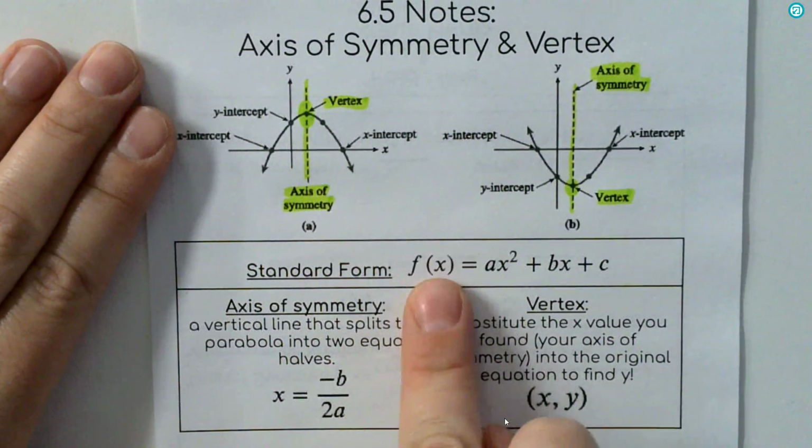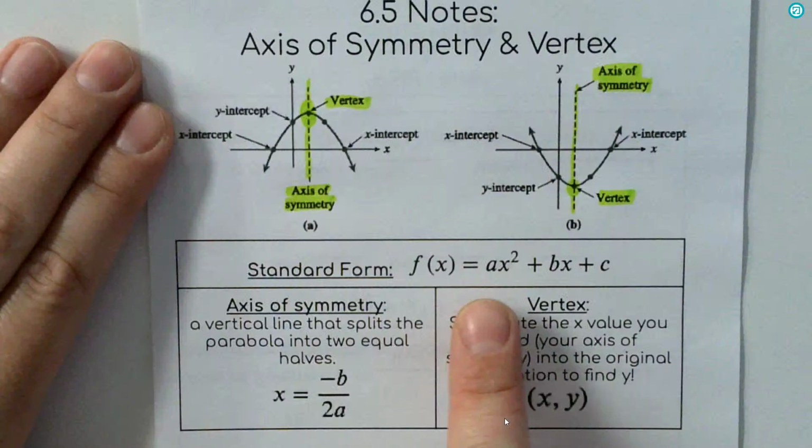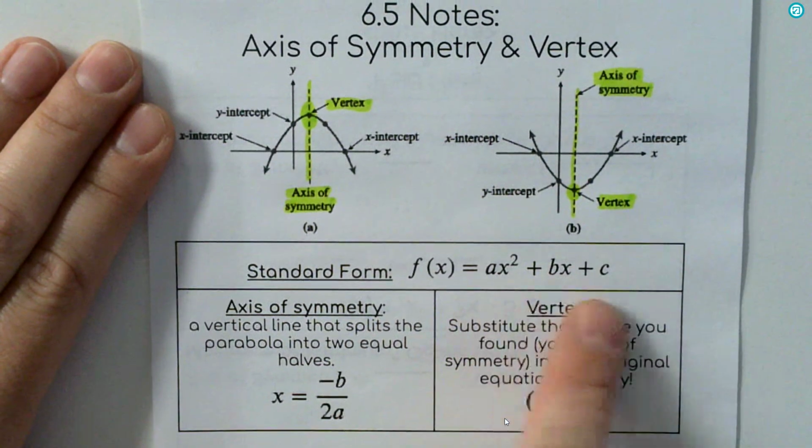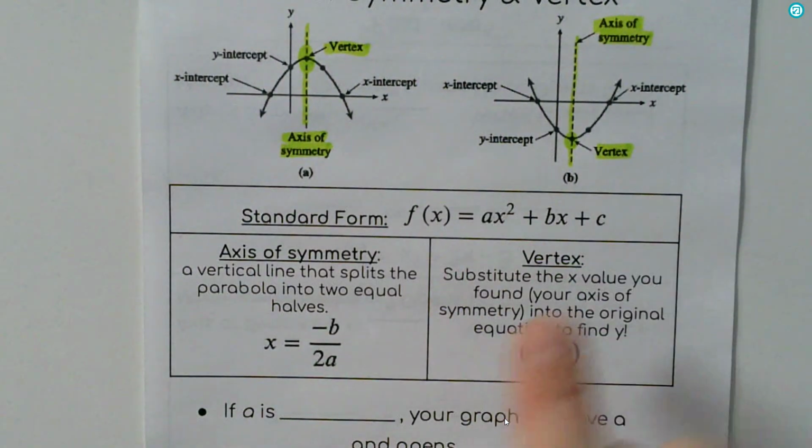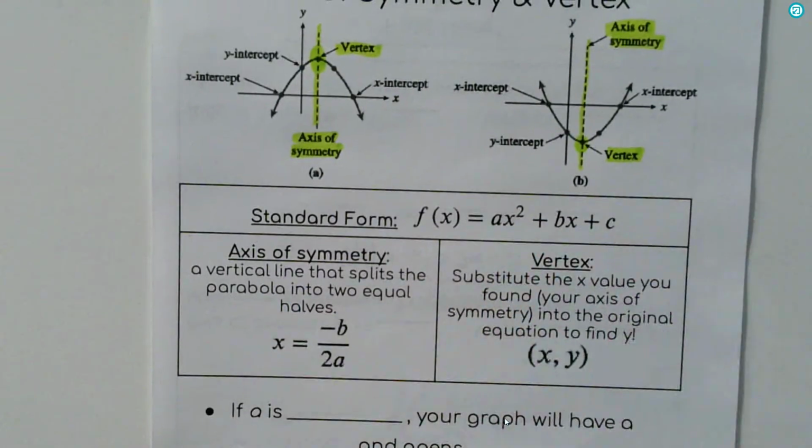Okay, standard form of a quadratic is still the same, ax squared plus bx plus c. I just put this on here so when I say to use negative b over 2a, you know where we're getting our a, b, and c from, okay? That's where we get our a, b, and c from, our standard form.